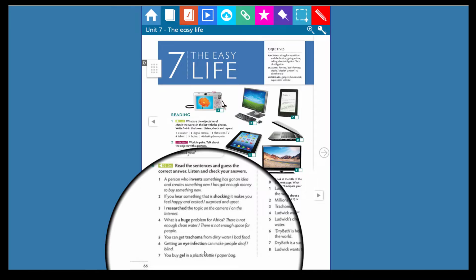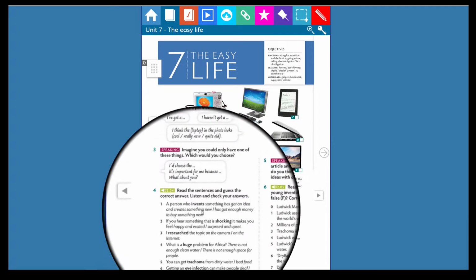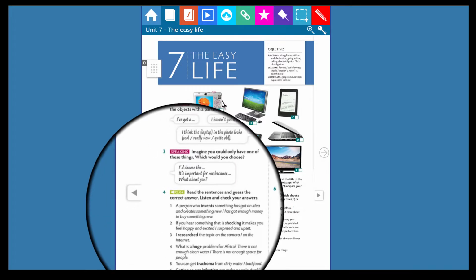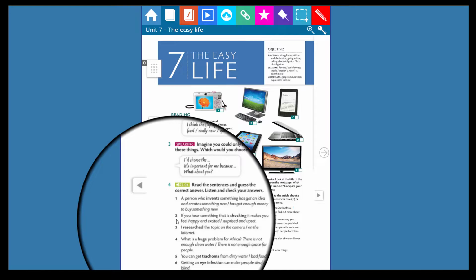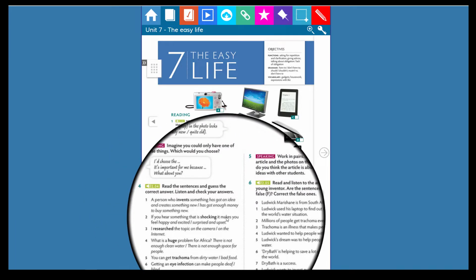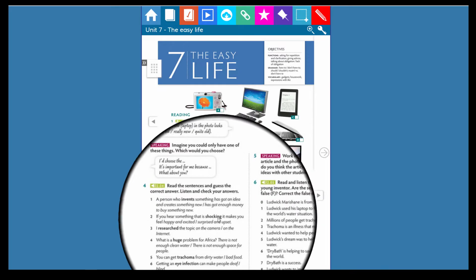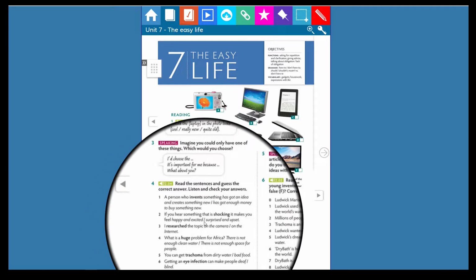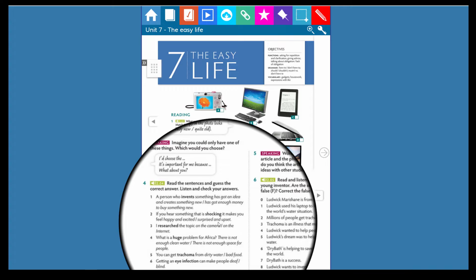Okay, did you do it? Let's check then. Number 1, a person who invents something. The correct alternative is has got an idea and create something new. Number 2, if you hear something that is shocking, it makes you feel happy and excited, or feel surprised and upset. The correct alternative is surprised and upset. That is shocking.